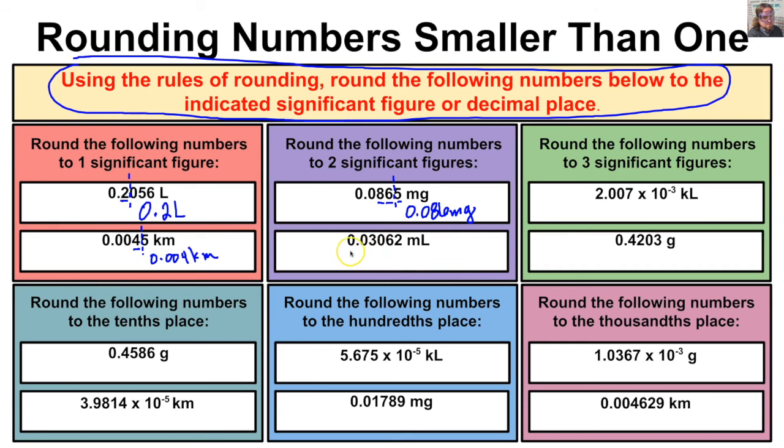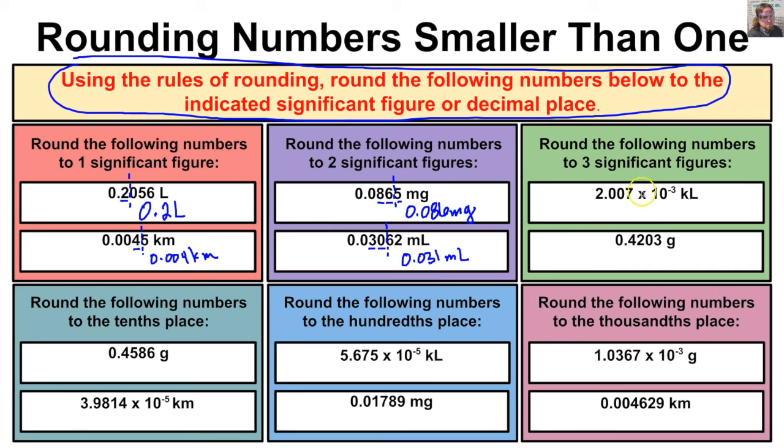Let's take a look right here. Our very first sig fig as we move from left to right is the 3, and then we have a 0 right here. So if we look 1 past our second sig fig, it is a 6. This 6 is going to raise this 0 up, so 0.031 milliliters will be our correct answer.